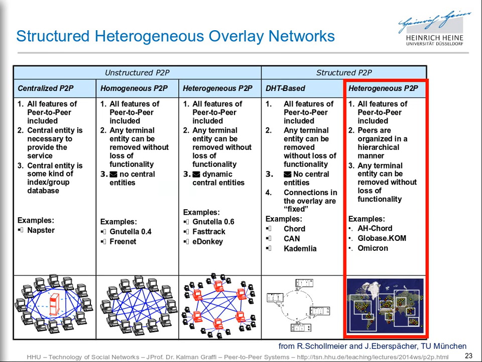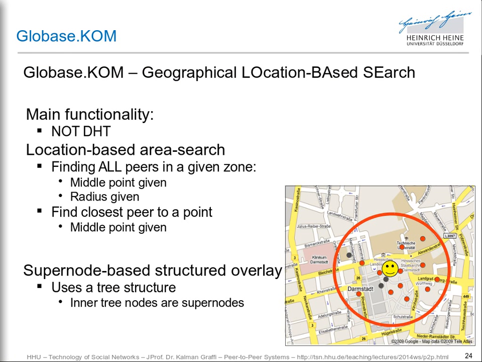Here we have an agenda, and we are over there. Okay, so Globase.KOM is the geographical location-based search, and here we want, again like in Geodemlia, to provide location-based area search without the use of a DHT. So we want to find all peers in a given zone, or the closest peer to a given point.